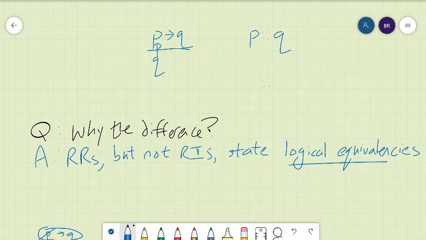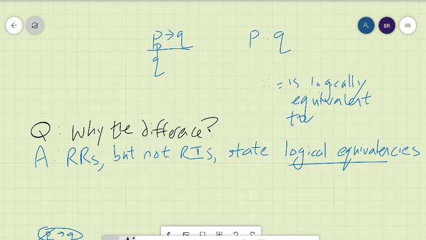And as we'll see in a second, our rules of replacement have this 4-dot symbol instead of the line-by-line inferential structure. It just has a well-formed formula on one side of the 4 dots and then another one on the right-hand side. Whenever you see the 4 dots, that means is logically equivalent to.